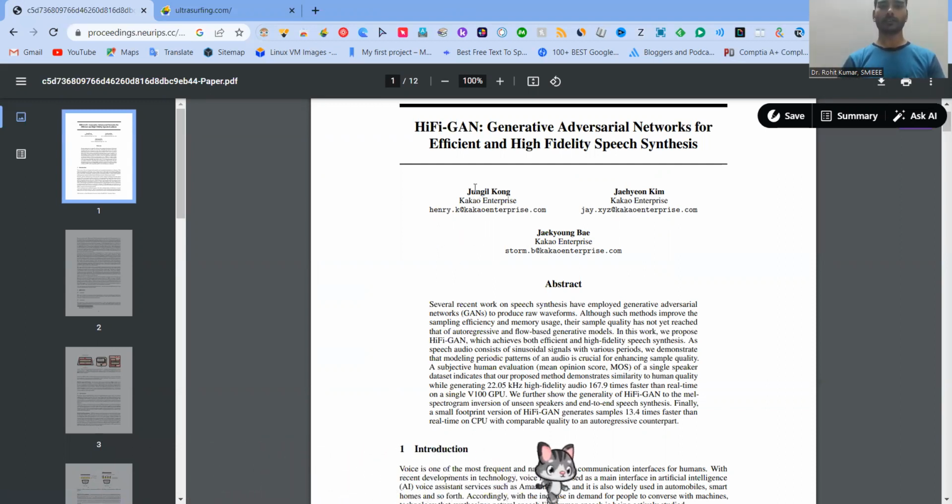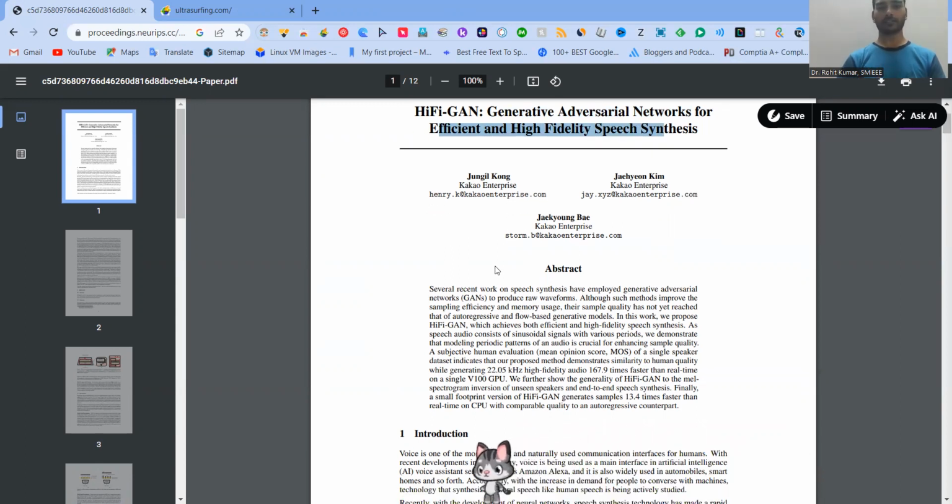But coming to this particular work, what they are talking about is efficient and high fidelity speech synthesis. That's the sole motive. Doesn't matter which particular technique or technology they are using, GAN for it, but you might use something other. So the only purpose is that you are trying to produce efficient and high fidelity speech synthesis. That's the sole purpose.